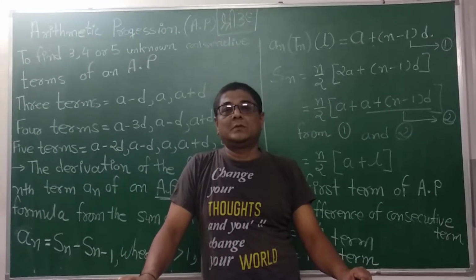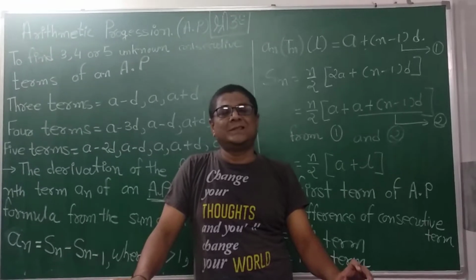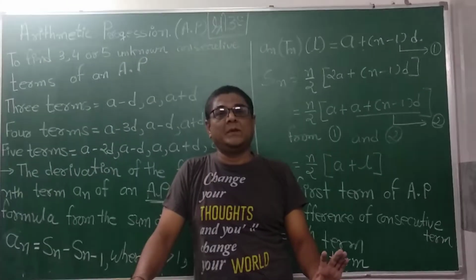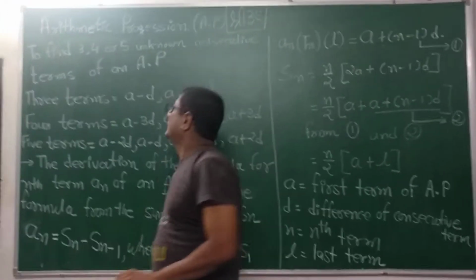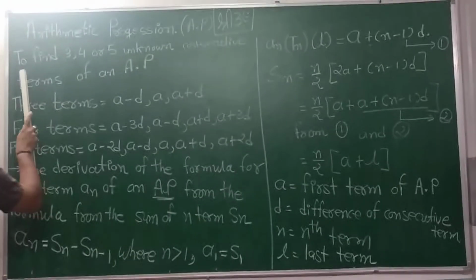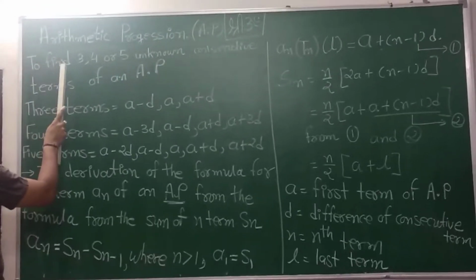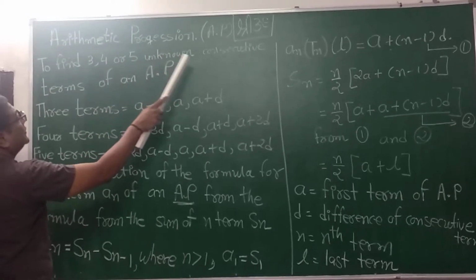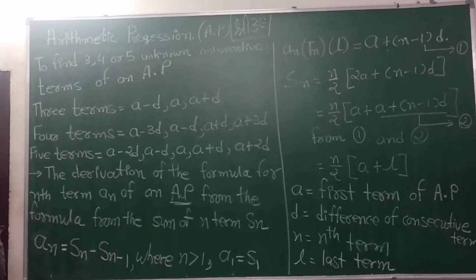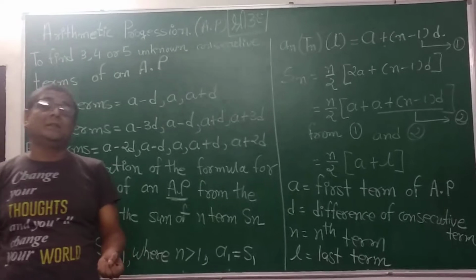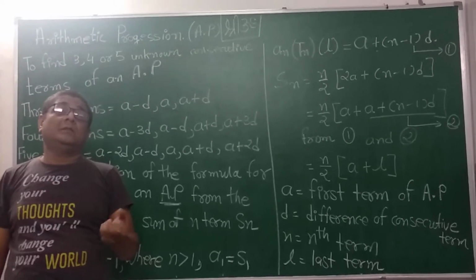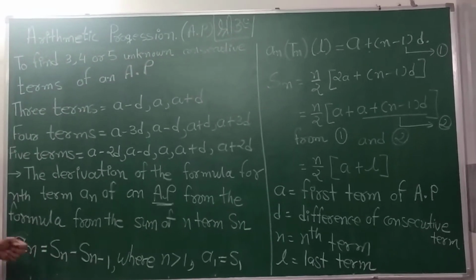We are going to learn about arithmetic progression, theory based. So, to find 3, 4 or 5 unknown consecutive terms of an AP, when it is mentioned in the problem sum, we have to just take care of that thing.